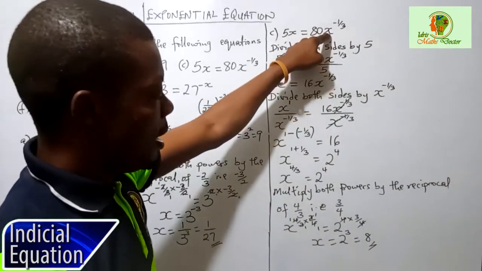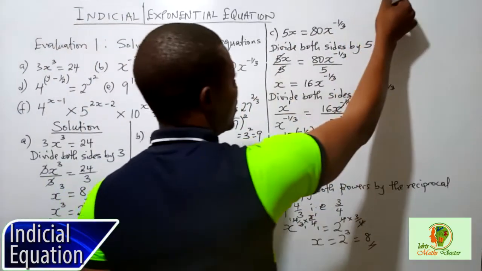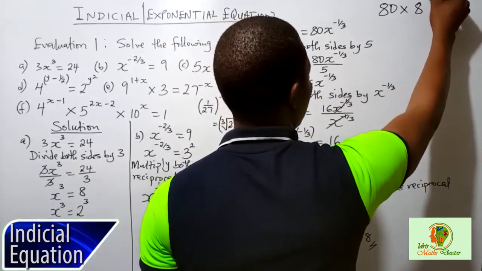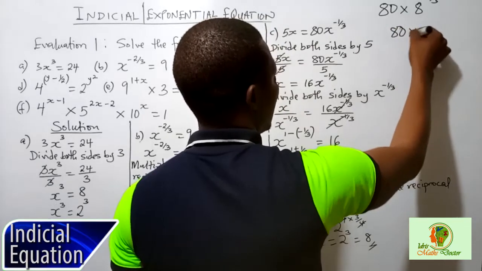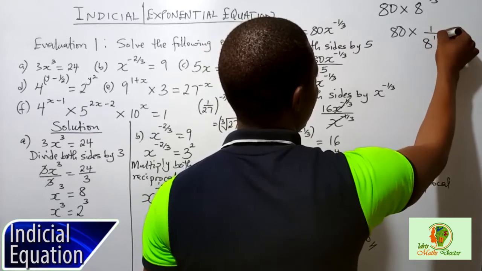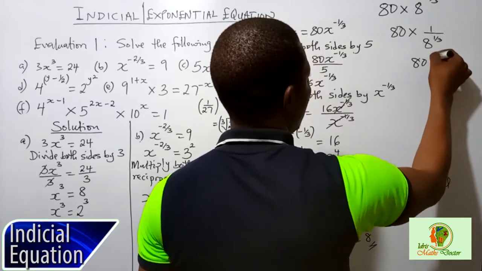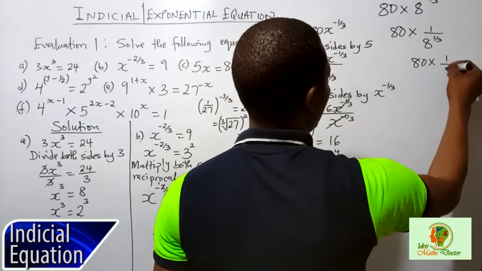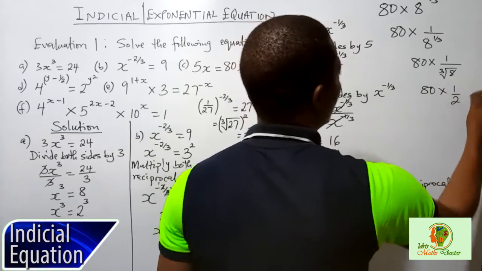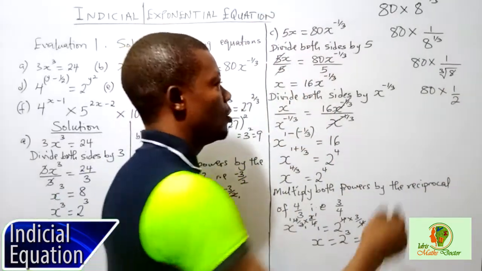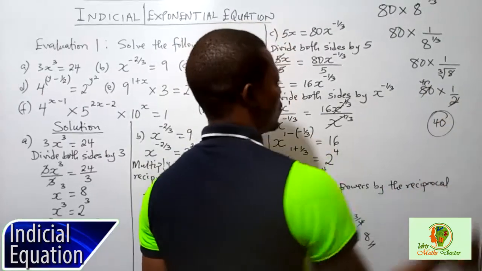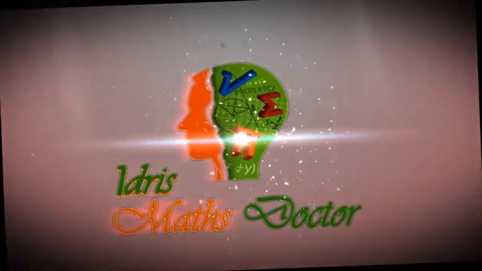If we put 8 here, the right hand side becomes what now? 80 times 8 raised to power minus 1 over 3. That gives us 80 times, if we remove the minus sign, 1 all over 8 raised to power 1 over 3. And that gives us 80 times 1 all over the cube root of 8. We are going to have 80 times 1 over 2, because 2 is the cube root of 8. So 2 here 1, 2 here 40. So you discover that the right hand side is also 40.